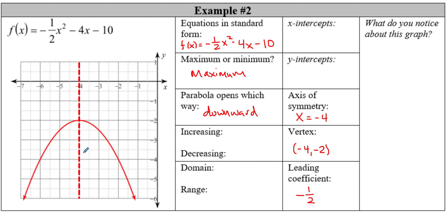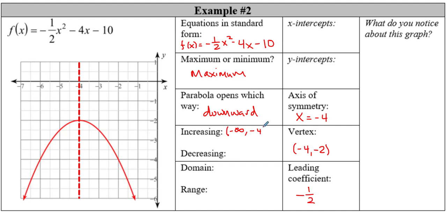So where's the graph increasing? Remember, we always read from left to right. So we look at our x values only, because we only talk in terms of x. So it looks like we're increasing. All of these values here are increasing until we get to this changing point at -4. So we are going from negative infinity to -4.